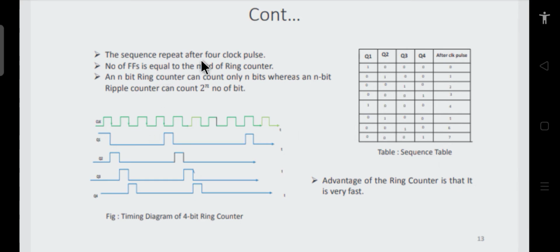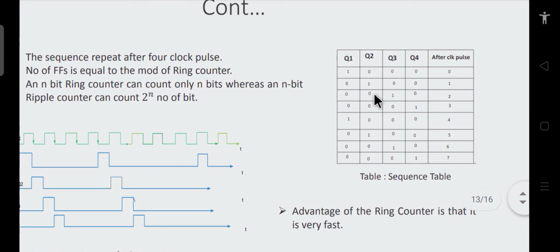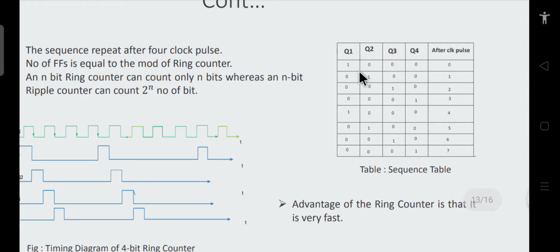So this sequence, whatever we have written, Q1, Q2, Q3, Q4, the same thing you can see here as well. When there is no clock pulse, this is the initial state. After the first clock pulse, this appears. Whatever I showed you in the last state diagram, you can see here. So this was our first state, then this is our second state, third state, fourth state.